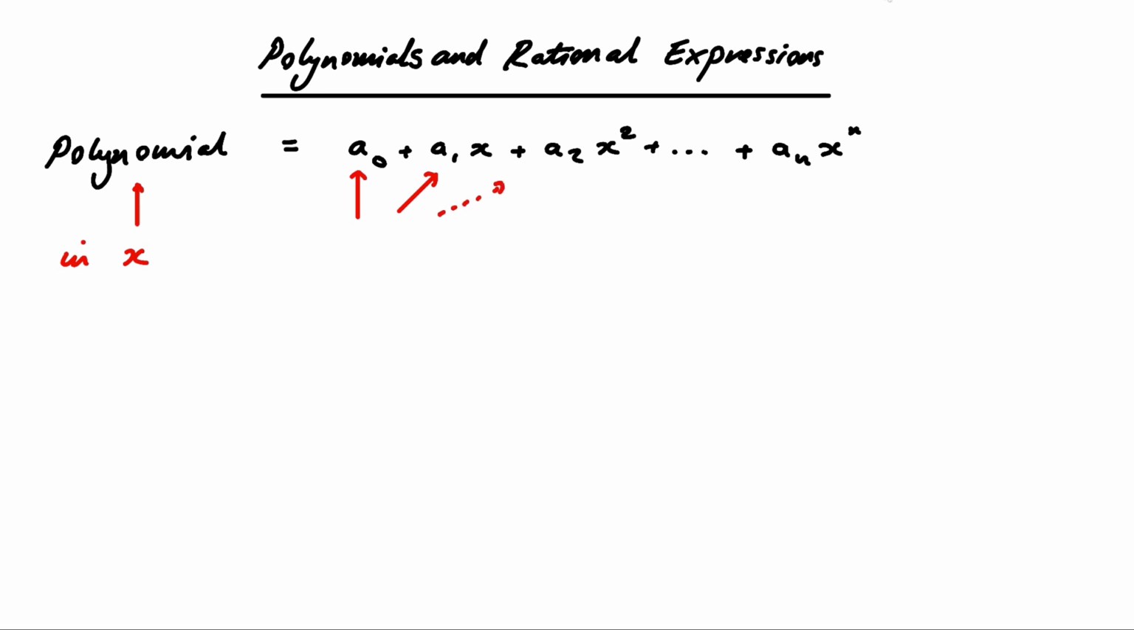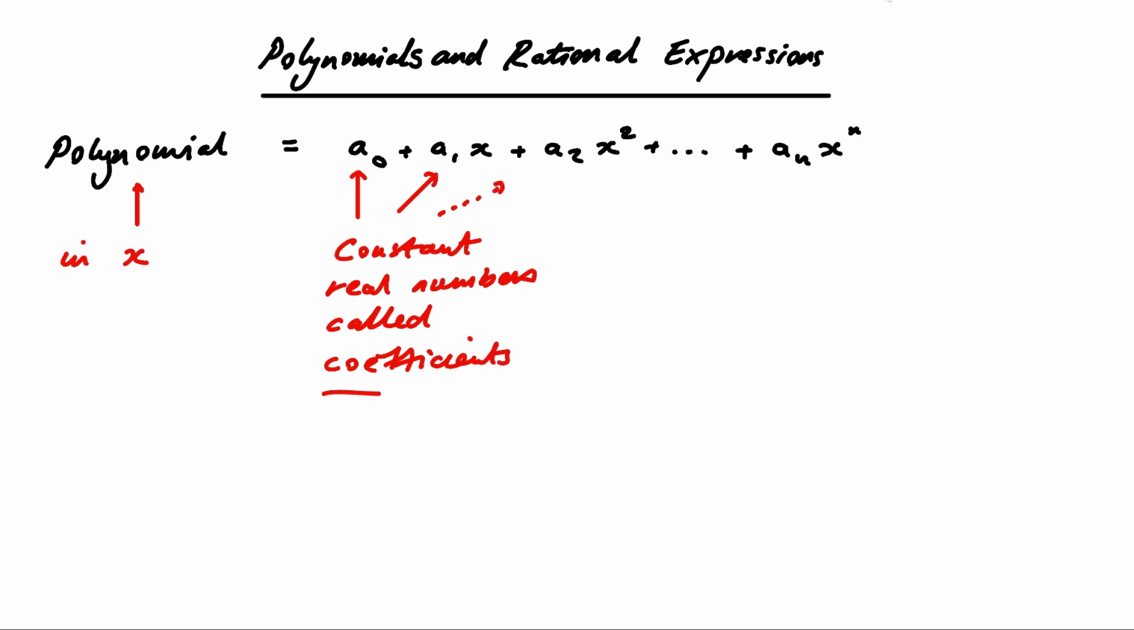Dot, dot, dot. Real numbers, they're called coefficients. So constant real numbers. I'm going to do everything with real numbers as always. So just decimals, called coefficients. So a polynomial expression in x is a number that looks like this, and the numbers a sub 0, a sub 1, a sub 2 up to a sub n, those are called the coefficients.